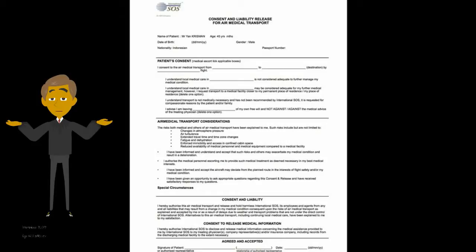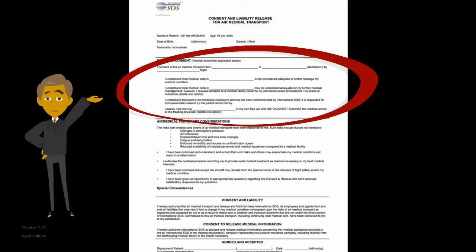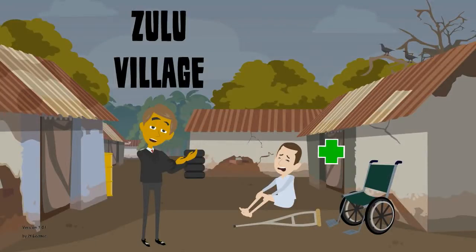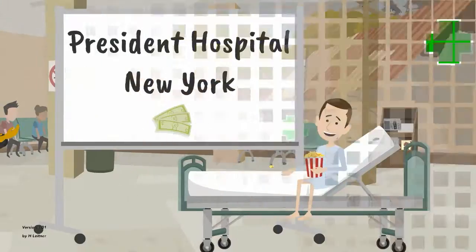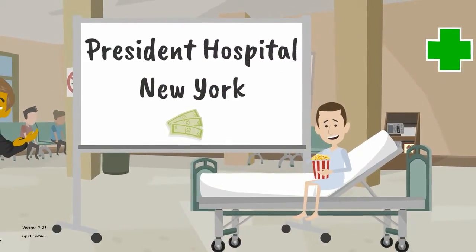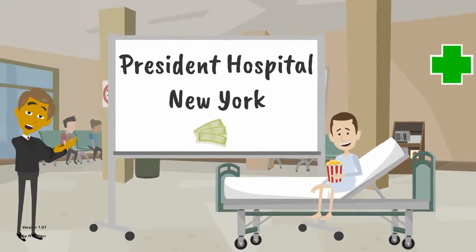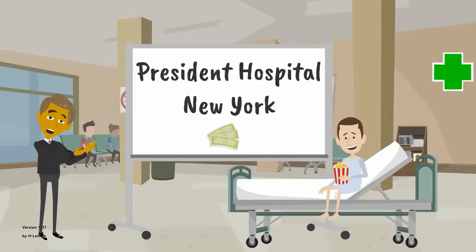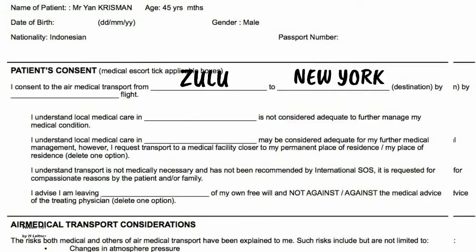Alright then, it's time to look at some examples. Let us focus on this section. Mr. Pick is not in a good place, and the medical care is not good enough for his condition. This is what he needs. It is also what he wants. His medical care is therefore being elevated. He will be evacuated to a hospital in New York. SOS will evacuate Mr. Pick from Zulu to a better place in New York.